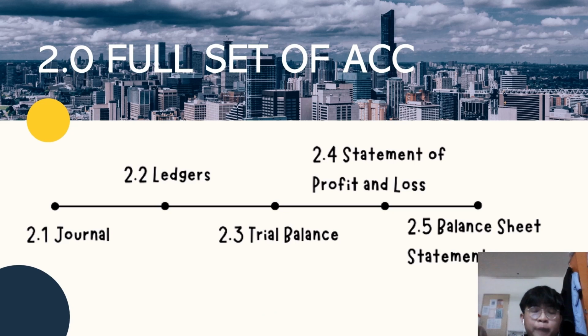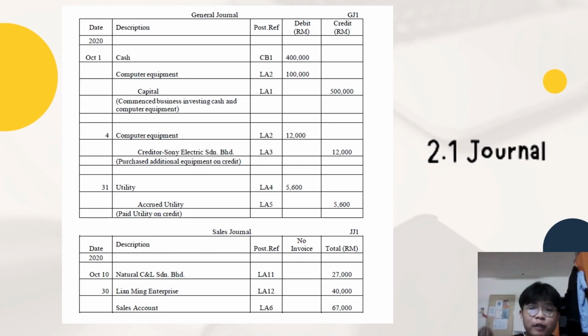I will present the report account of Yyds Design Enterprise. The part I get is the full set of accounts. First of all is the journal. In the journal, we have two parts, which are the general journal and the sales journal. In the general journal, on 1st October 2020 the business started with capital invested in cash and computer equipment. So the capital will be credit and the cash and computer equipment will be debit. On 4th October 2020, additional equipment was purchased on credit. So computer equipment will be debit and the creditor, Sony Electric Sedia Berhad, will be credit. Last, on 31st October, the company will pay a utility on credit. So the utility will be debit and the accrued utility will be credit.